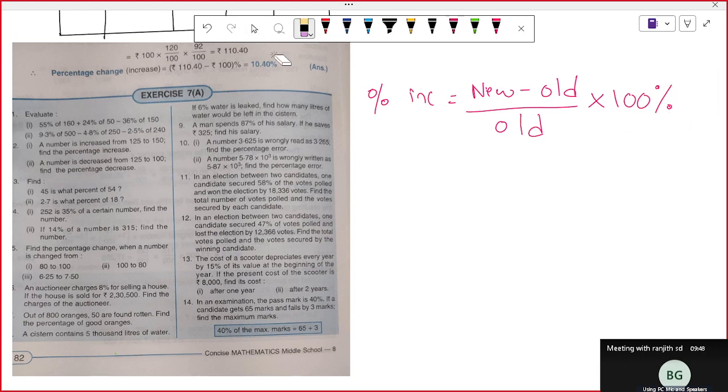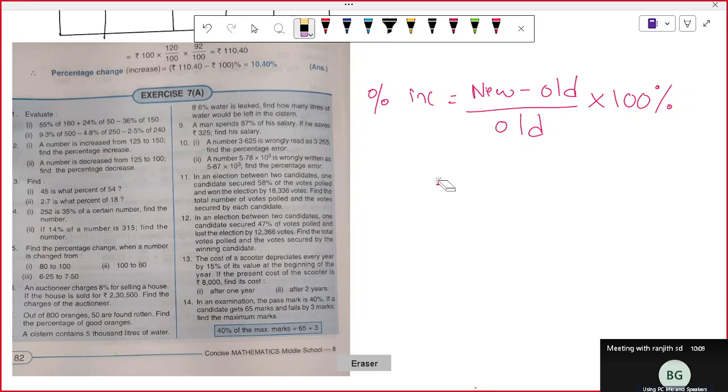Percentage increase or decrease. This is the formula: new number minus the old value, divided by old value, into 100%. Remember this formula. You can write this formula in the exams, yes, you can write it.